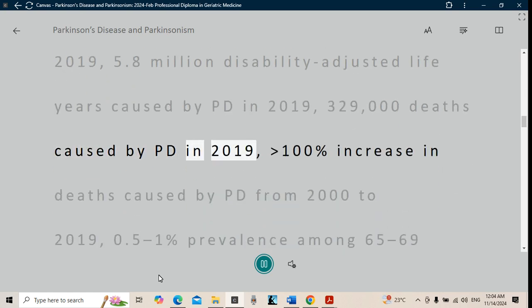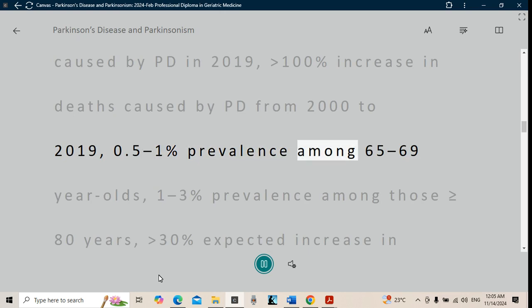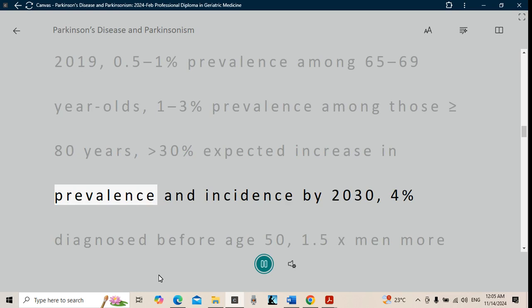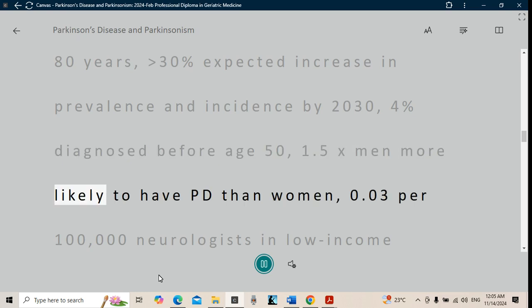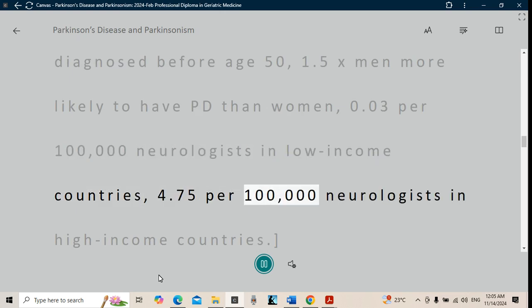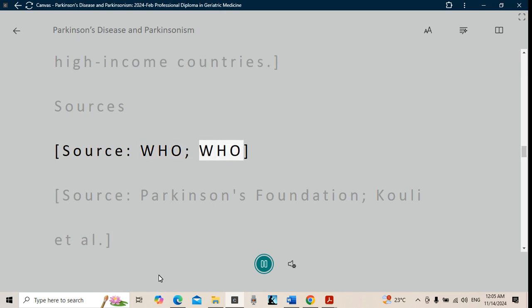329,000 deaths caused by PD in 2019, greater than 100% increase in deaths caused by PD from 2000 to 2019, 0.5 to 1% prevalence among 65 to 69-year-olds, 1 to 3% prevalence among those greater than or equal to 80 years, greater than 30% expected increase in prevalence and incidence by 2030, 4% diagnosed before age 50, 1.5 times more men likely to have PD than women, 0.03 per 100,000 neurologists in low-income countries, 4.75 per 100,000 neurologists in high-income countries. Sources: WHO; Parkinson's Foundation, Coley et al.